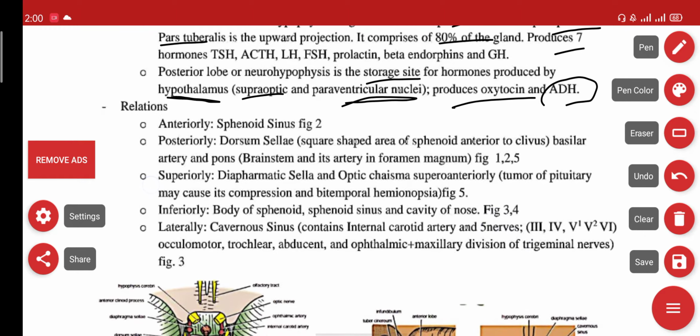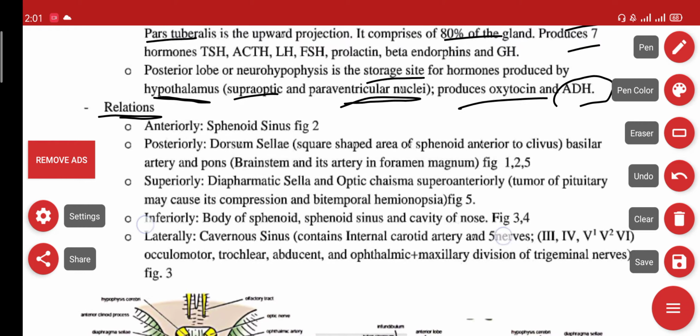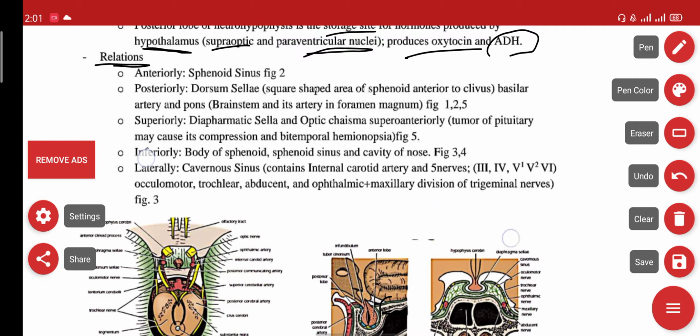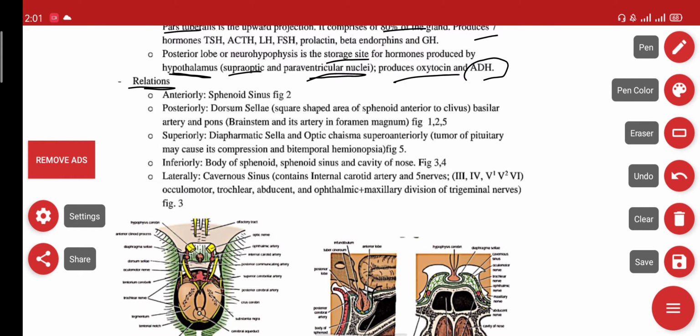Now, first of all, we will talk about the various relations, so that you know what lies ahead of it and what lies behind it. Mostly it is very important in surgery, if you're looking at the pituitary from a surgical point of view. So anteriorly you have the sphenoid sinus.